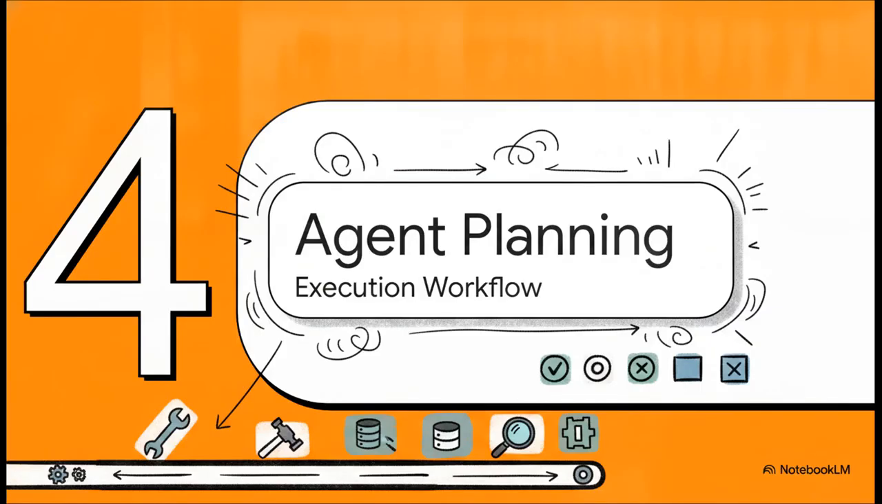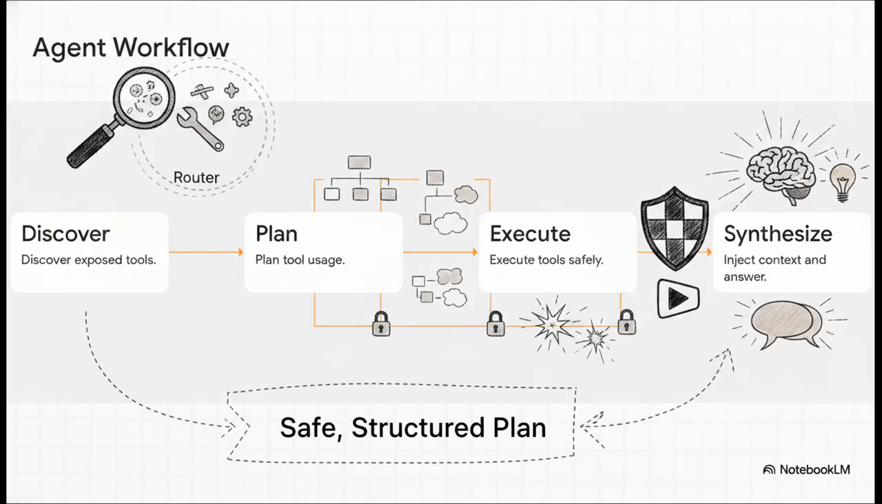Part 4, agent planning and execution. Let's look at the actual workflow. Here is the highly methodical workflow our downstream agent follows. Step 1. Discover exposed tools. Crucially, it only sees what the router actually lets it see. Step 2. Plan the tool usage. Step 3. Execute those tools safely. And Step 4. Inject context and synthesize the answer. Notice how strictly it follows the safe, structured plan dictated by the router. There is absolutely no rogue decision-making happening here.